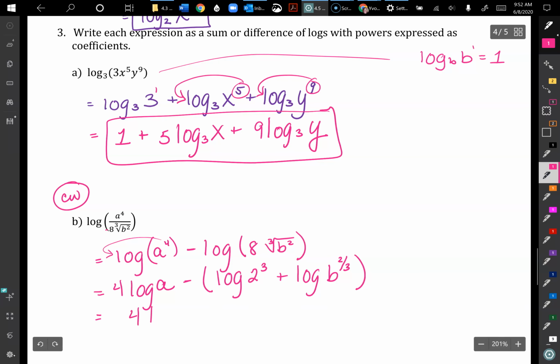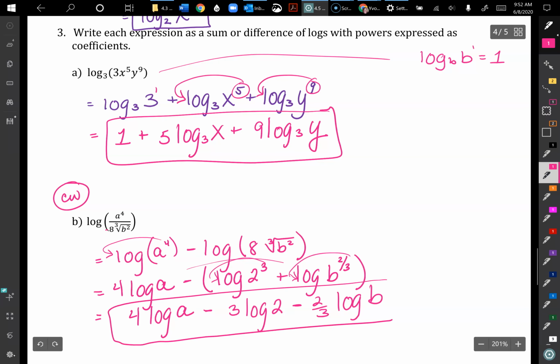Now I have 4 log of a. So it's not a base a, it's base 10. But I don't write that in. Minus, and this can come down in front, 3 log of 2. And then I'm distributing this negative here, so it's minus, and I'm bringing this 2/3 in front. 2/3 log of b. And that is all stretched out for that example.